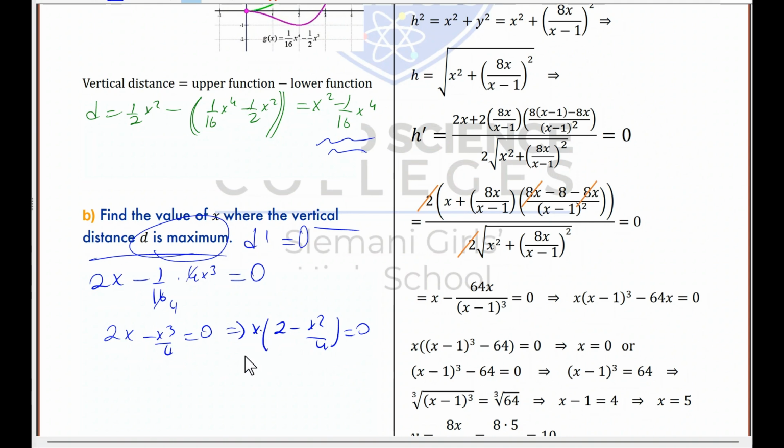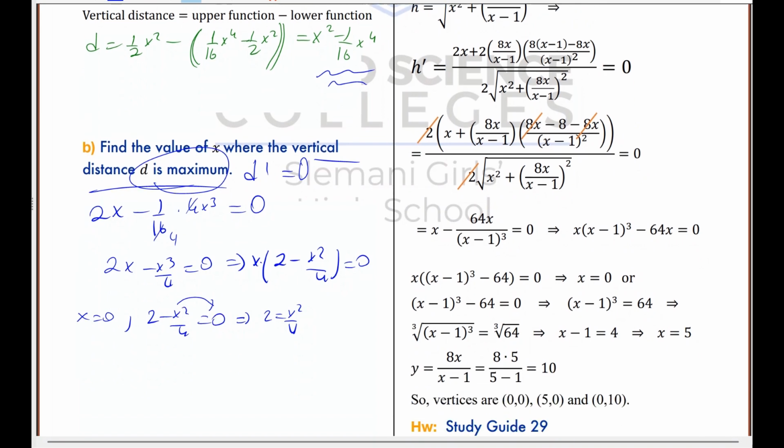So then apply zero product property. X is 0, or 2 minus x squared over 4 is 0. If this is equal to 0, then 2 is x squared over 4 when you send the second one to the other side. And cross multiply, 8 is equal to x squared. By taking square root of both sides, x will be plus and minus 2 root of 2.